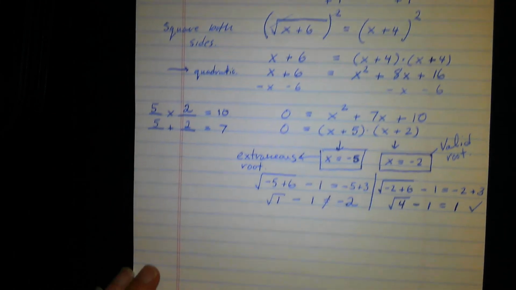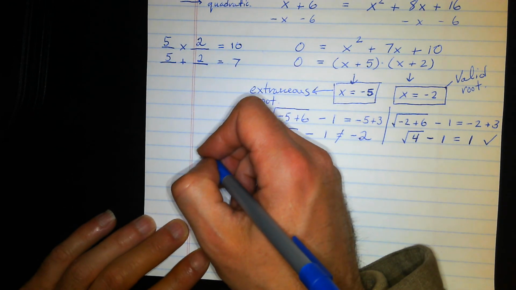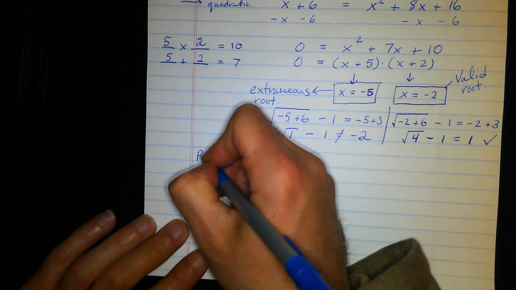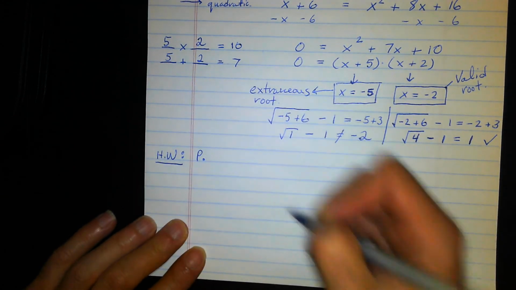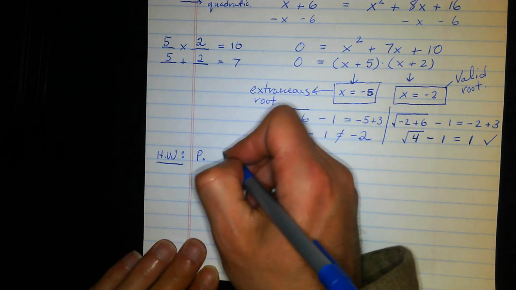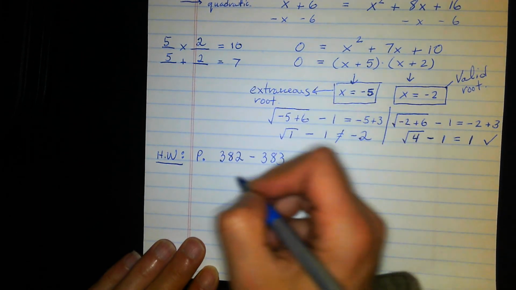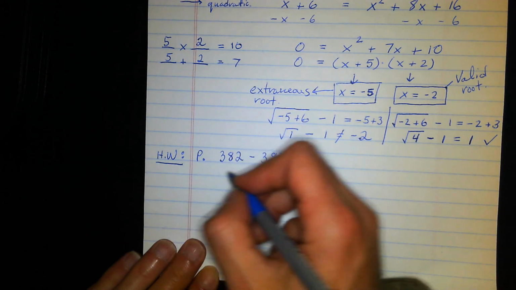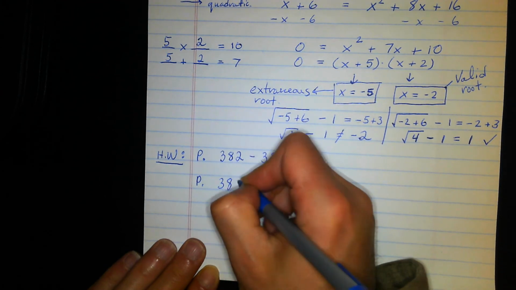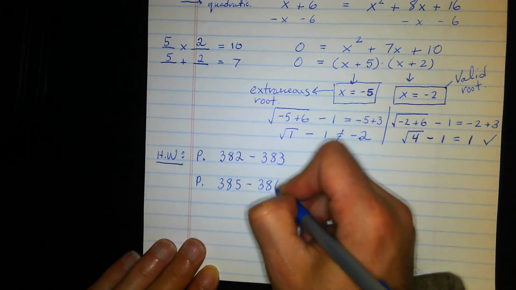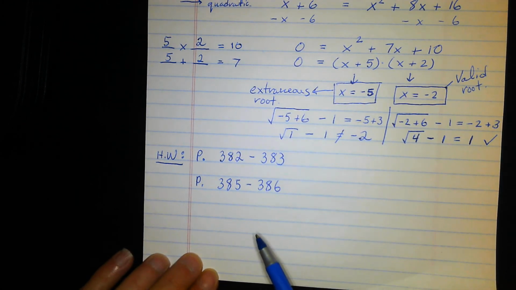So for homework, okay, avoid the questions with 2 radicals in them. We don't need to do those. But you won't find any of those on these pages that I'm about to list for you. Okay, so for homework, you should do 382 to 383. And then you should do pages 385 to 386.